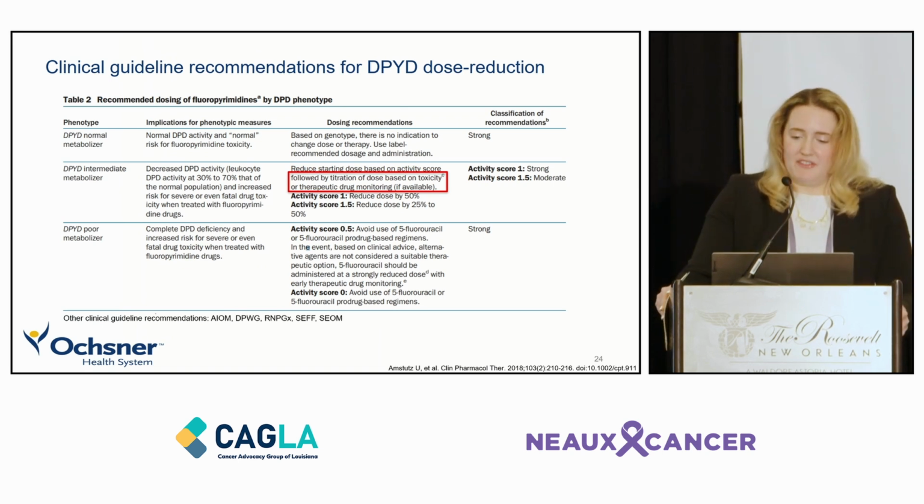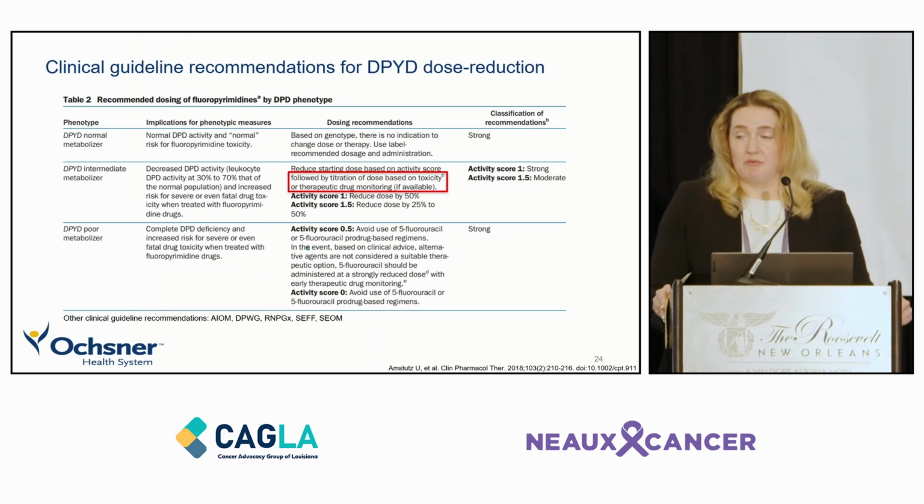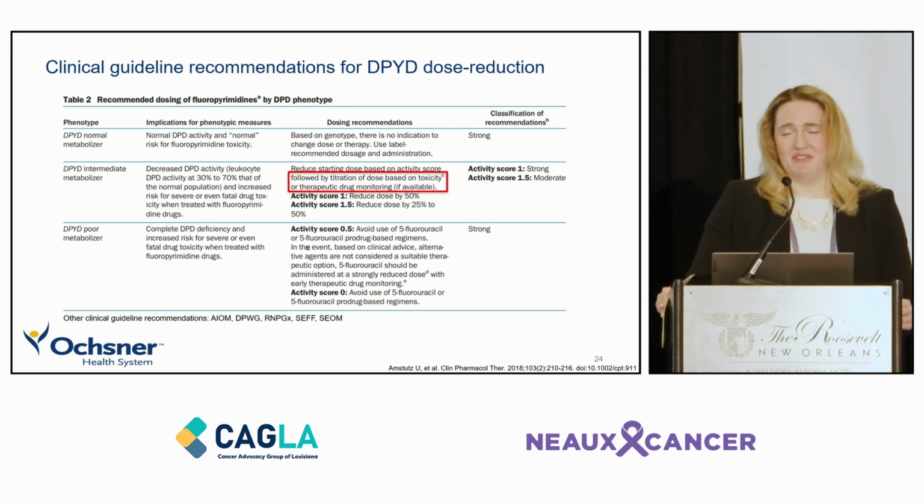And I don't have it here in the slides, but within the Dutch guidelines, they actually do provide some data and insight in real life practice and how much and how often we are seeing dose titrations in our patients who have DPYD variants. So they found that with intermediate metabolizers who have an activity score of 1, they see an average dose titration up to 57% of standard dose out of 17 patients.